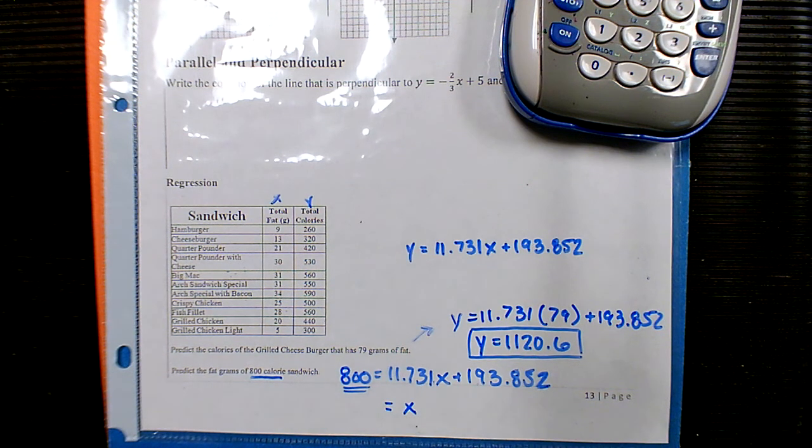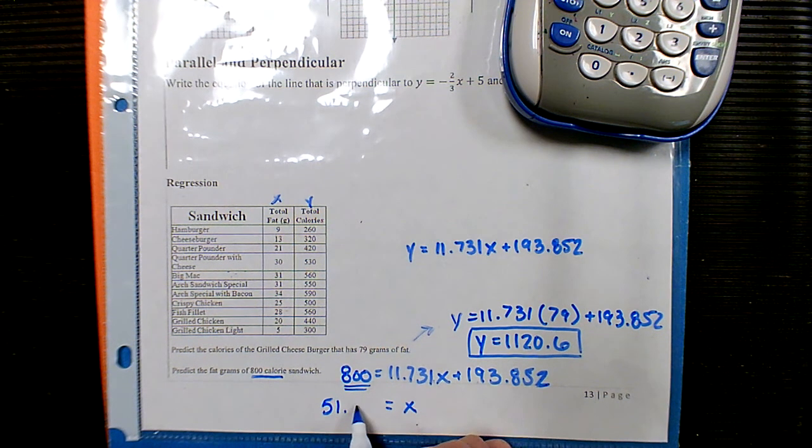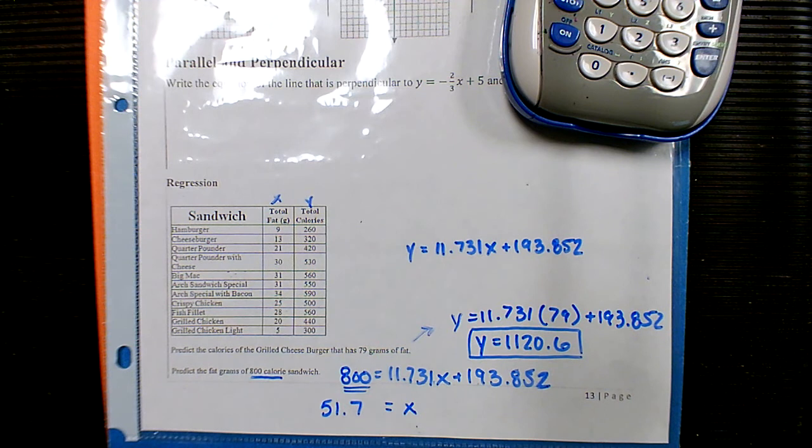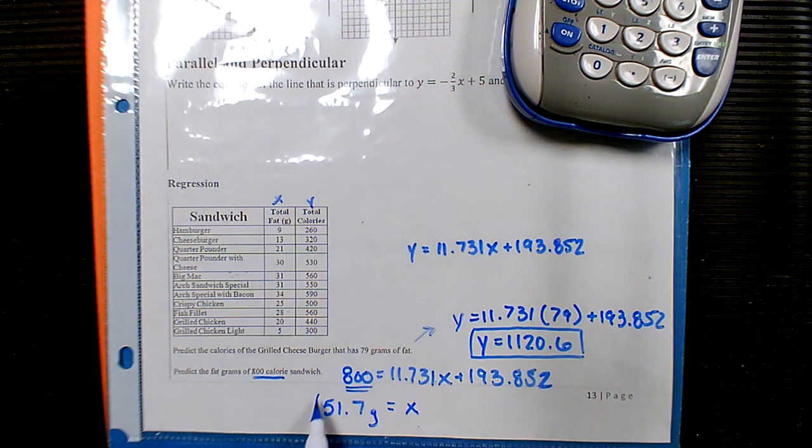If you had an 800 calorie sandwich, approximately how much fat would be in it? Can we find that? Good, Marie? 51.7, if you round. 51.671, something around there. That's good. Can we get that value?